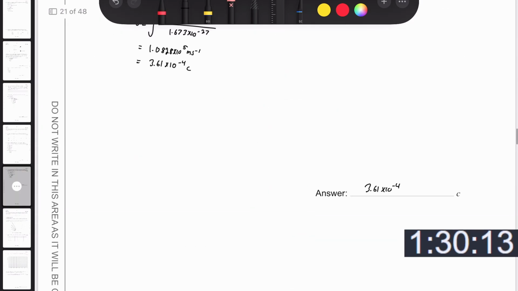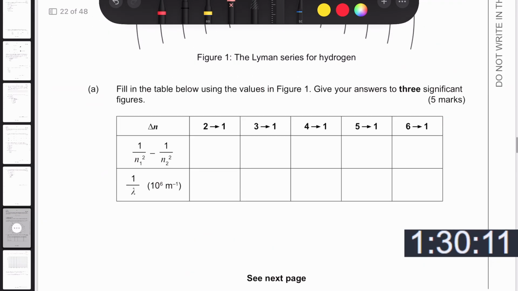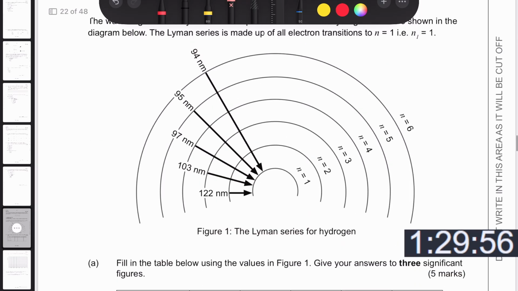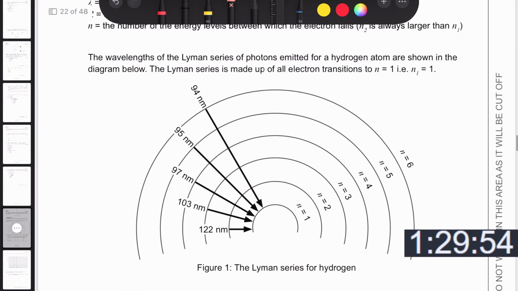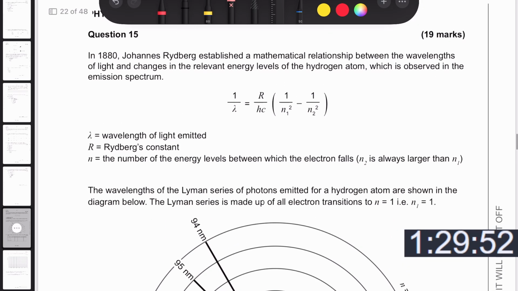Let's go on. We were up to this page. Fill the table using the value, giving answers to 3 significant figures. 1 on lambda, 2 to 1.